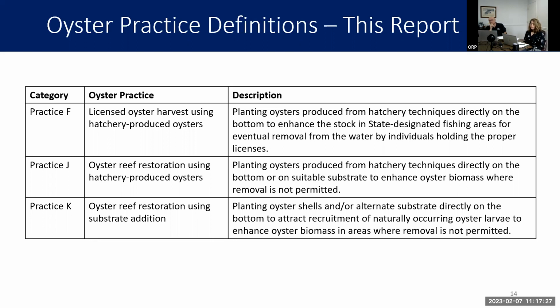The second and third practices are related to oyster reef restoration. The first being restoration using hatchery-produced oysters. So planting oysters from hatchery on the bottom or on a suitable substrate to enhance oyster biomass in an area where harvest is not allowed. And then the third practice is oyster reef restoration using substrate addition. So essentially planting shell or some alternate material that's suitable for enhancing oyster recruitment to an area where oysters are not allowed to be removed. So today we're going to be focusing specifically on the last two practices for oyster reef restoration.